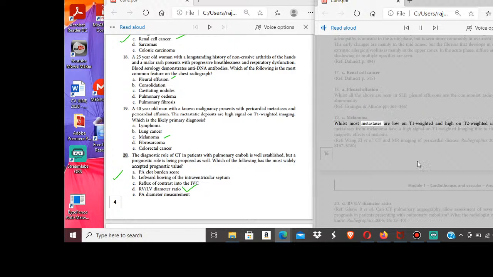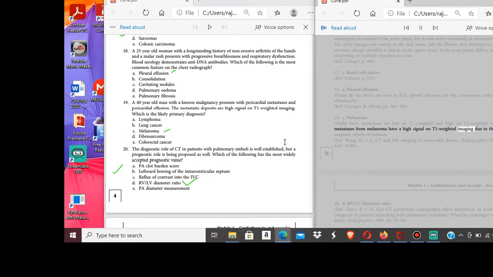19. C. Melanoma. Whilst most metastases are low on T1 weighted and high on T2 weighted imaging, metastases from melanoma have a high signal on T1 weighted imaging due to the paramagnetic effects of melanin.